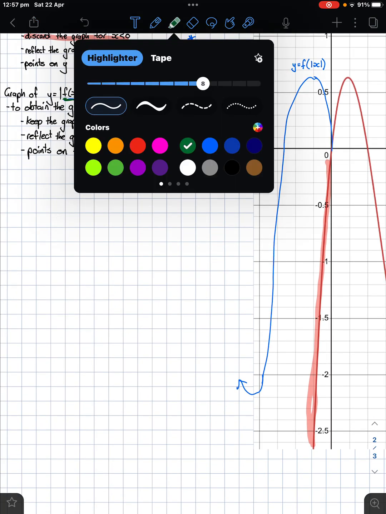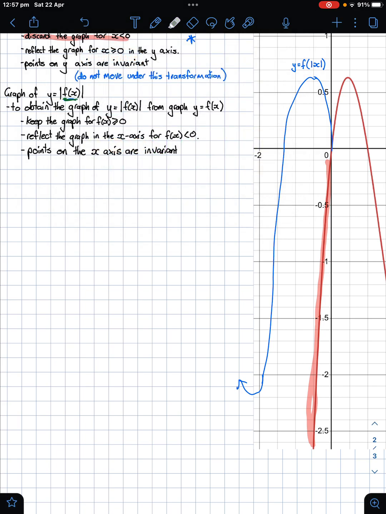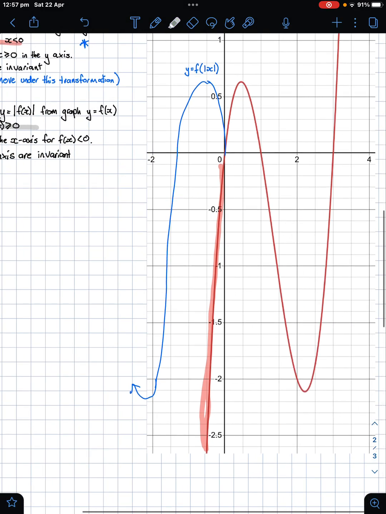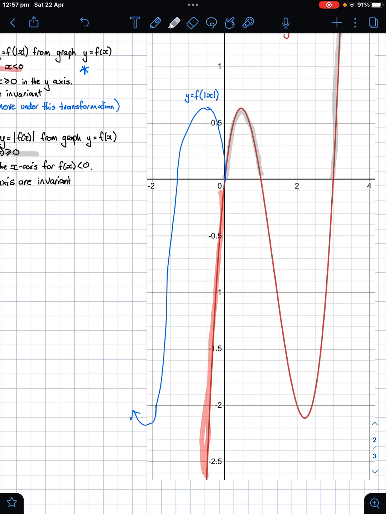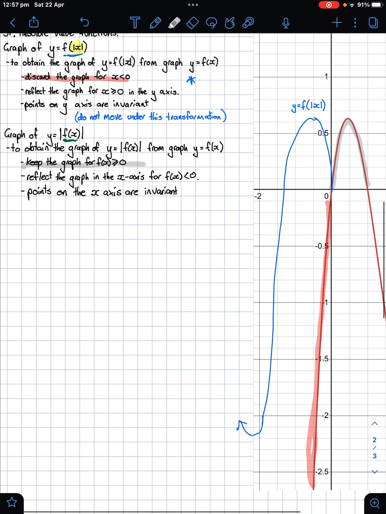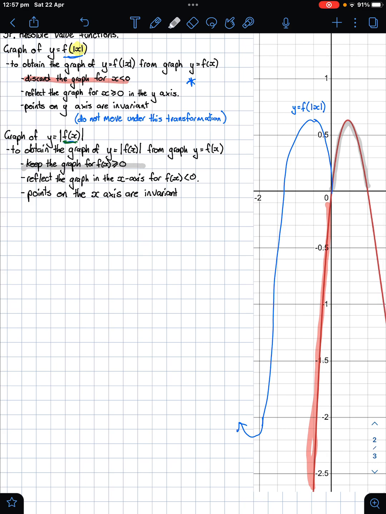The bits I just highlighted are the only bits we're going to keep. Actually, let's maybe highlight it. Let's maybe pick this gray. So we'll keep that. This bit here we get to keep, and this bit here we get to keep. The rest of it has to be disregarded. So reflect the graph in the x-axis.